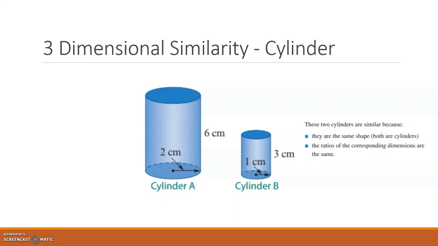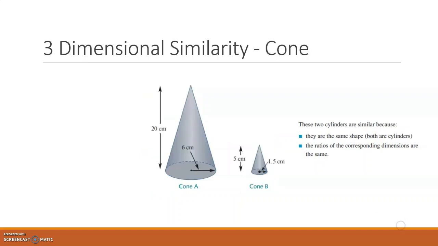Now we've got cylinders, and we know they are similar because they're the same shape. They're both cylinders, and the ratios of the corresponding dimensions in these cylinders are the same. We start off with 2, and then it's scaled down to 1, so it's being halved. We start off with 6 for the height, and it's scaled down to 3, so it's also being halved. So we have the same ratio. Both dimensions are halved to get from one to the other.